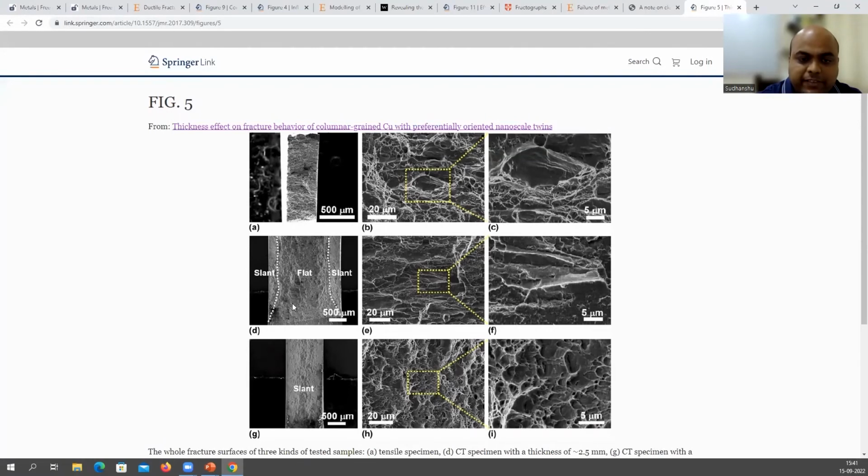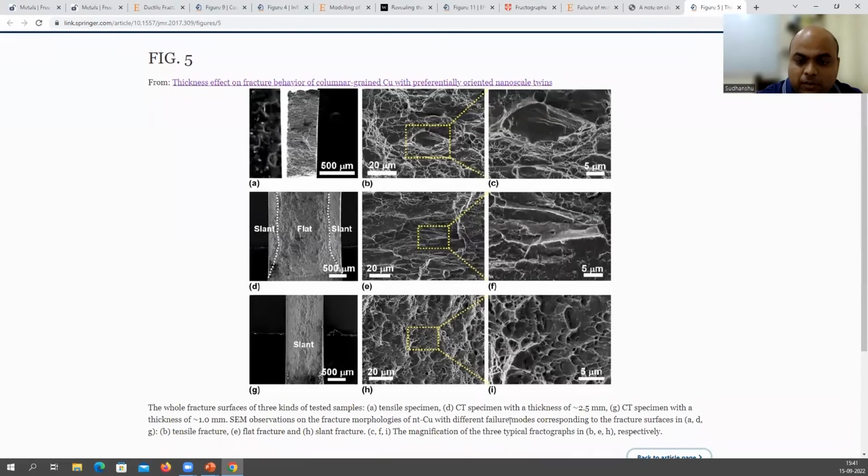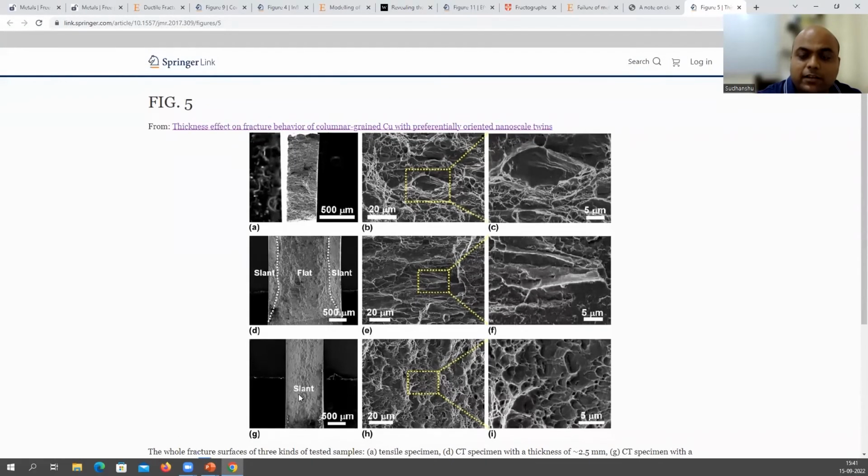Okay, so D, if you see, it says slant, flat, and slant. And if you see, it is for the 2.5 millimeter sample, and G1 is for the 1 millimeter sample, right? So at 1 millimeter sample, it is mostly slanting as shown here. And if you are increasing the thickness, then you are also getting a flat region. That is what we discussed, right? So you can nicely see slant as well as flat region here, depending upon the thickness.